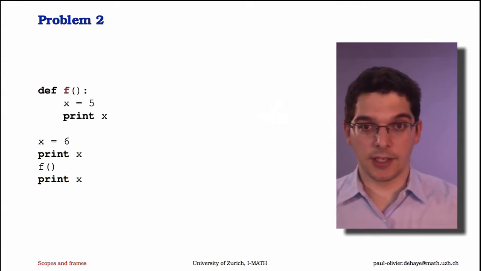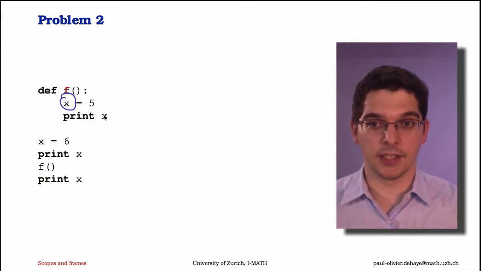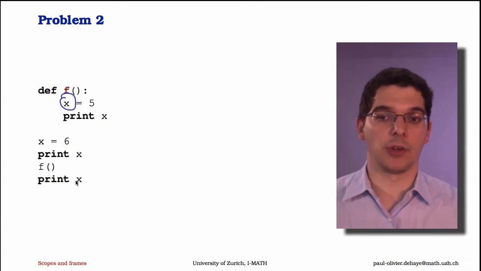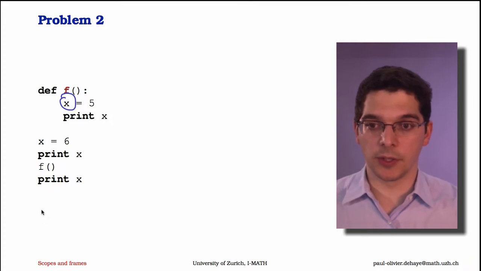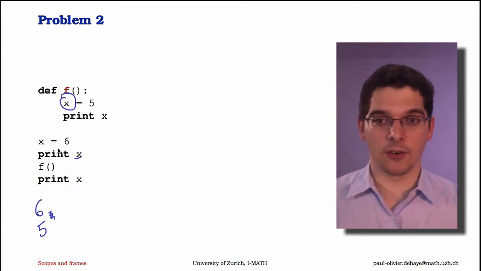The second problem is that here we have x's everywhere. So we have a function that contains an assignment, x equals 5, and that prints x. And then we execute this code that starts with x equals 6, prints x, runs f, and then prints x again. So certainly, what will this code do? Well, this code will print 6 to start with. It will run f, which means it will print 5, I guess on a different line. And then it exits f, and it prints x again. Now the question is, what is the value of x? Is it 6 or is it 5?